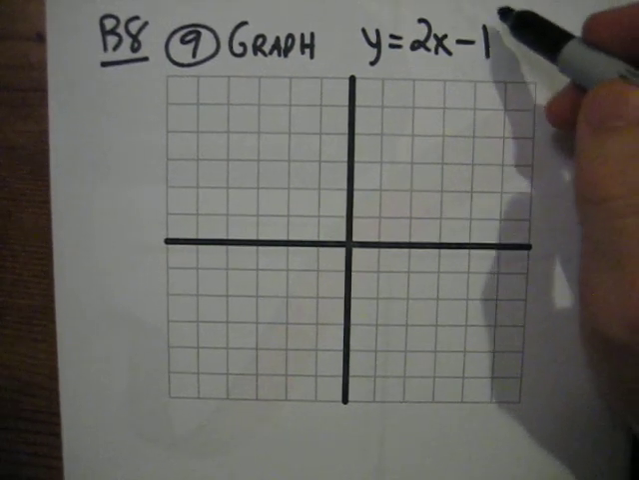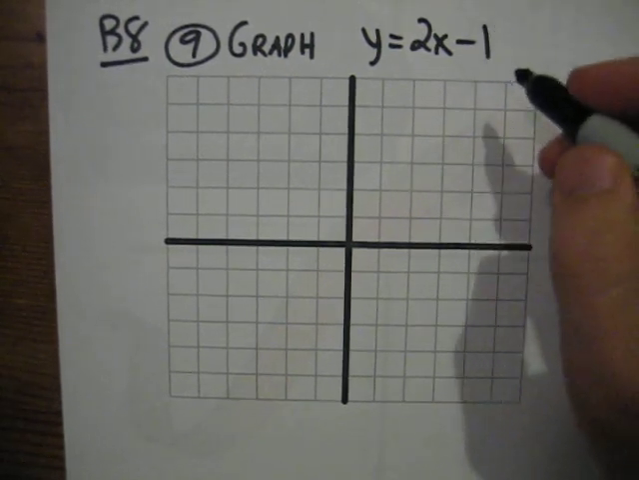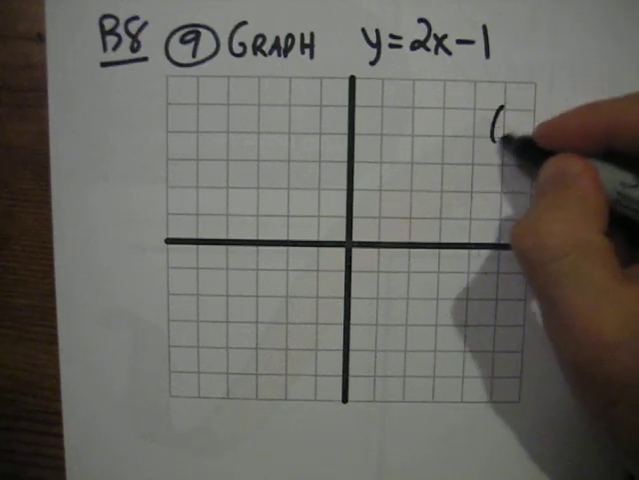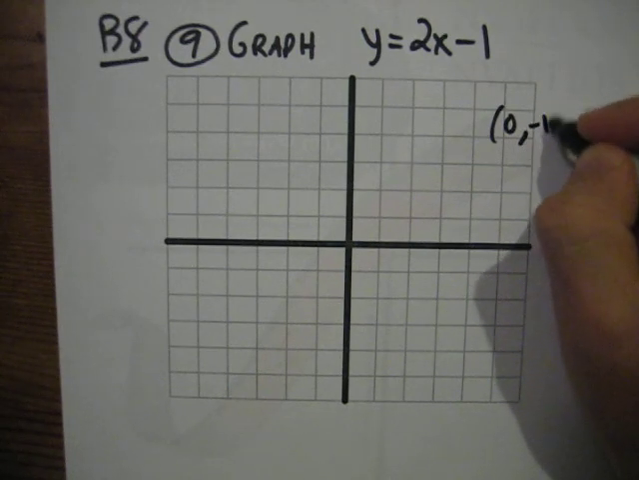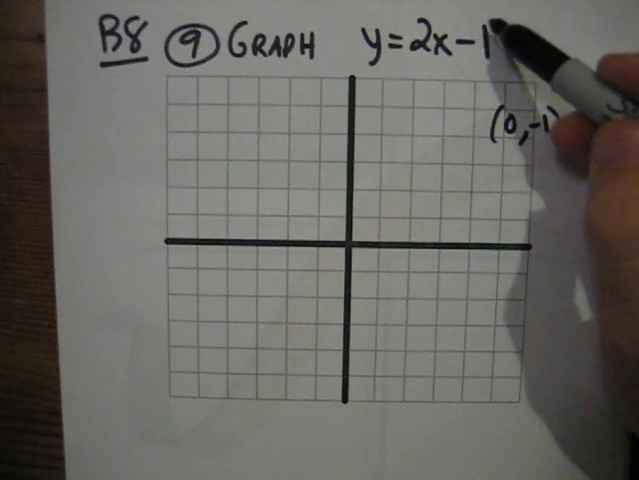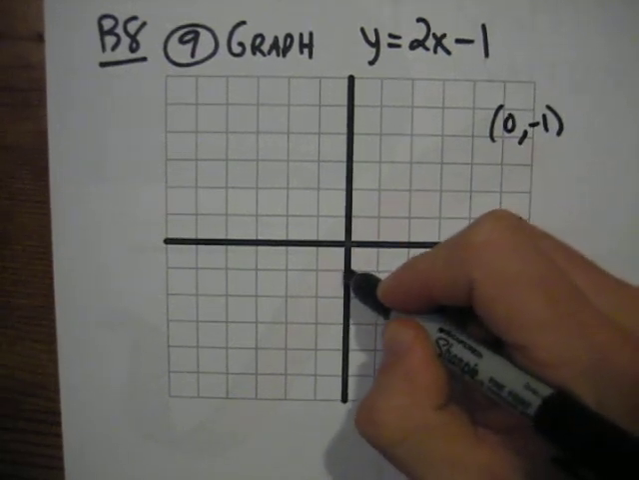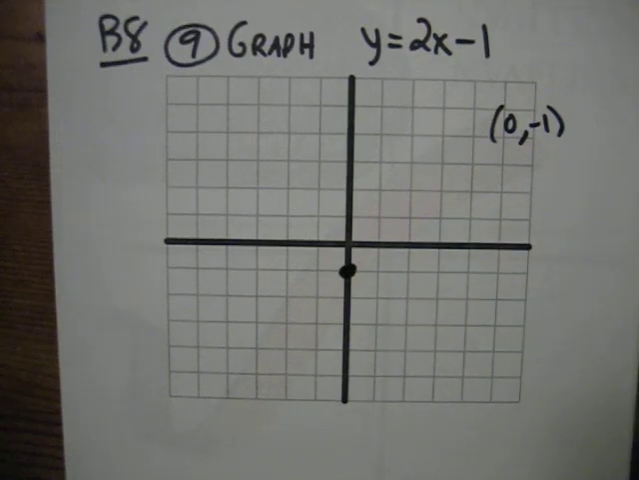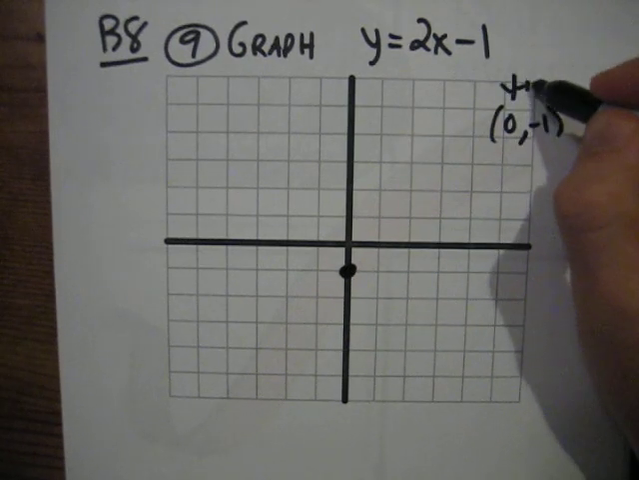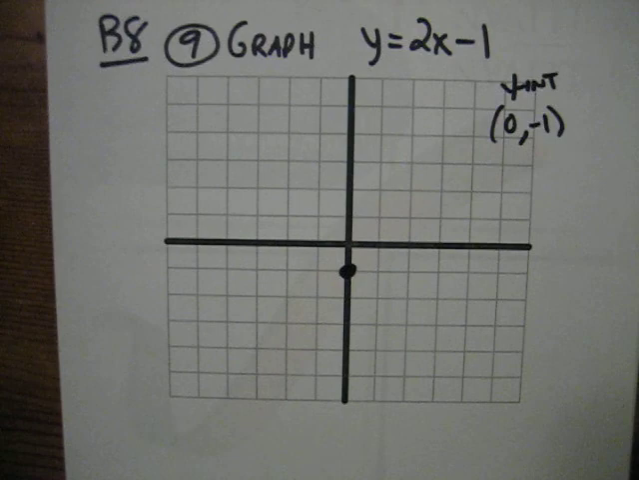Okay, I'm going to start at the intercept. B is -1. That means the point (0, -1) is on my graph. That's the point right here. Okay, (0, -1), that's my y-intercept. So I already got one point just from that value.